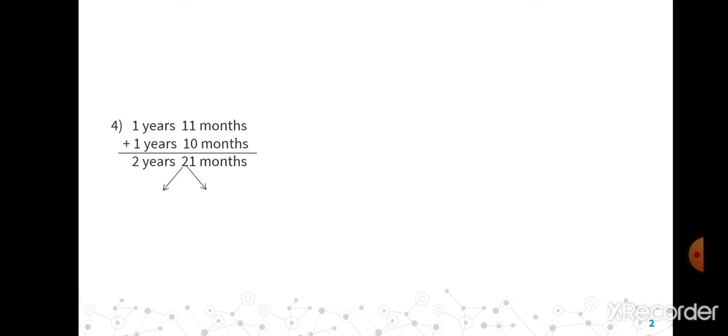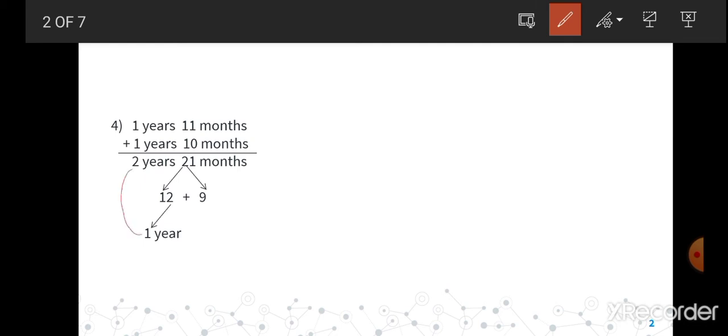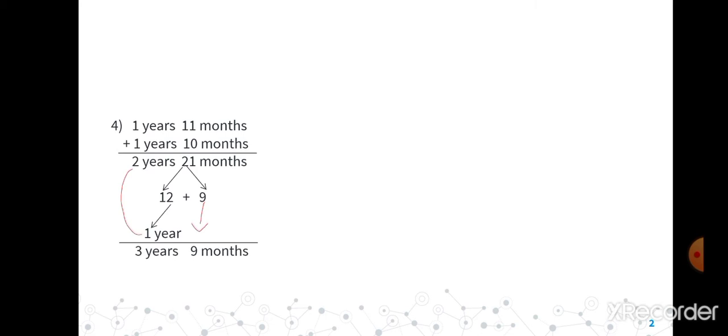This 21 will be split up into 12 plus 9. Because 12 months is equal to 1 year, this 1 will be added to this 2 and this 9 will come down. So it will be 2 plus 1 as 3 years and it will be 9 months. Moving ahead, next is the example 5 hours 45 minutes plus 55 minutes.